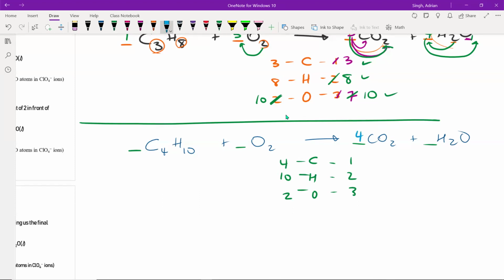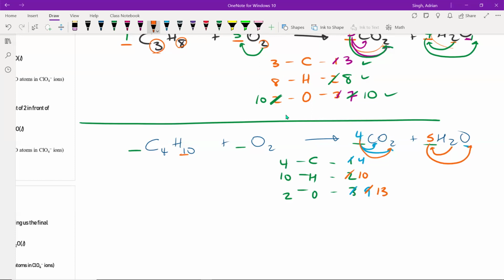I'm going to put a 4 in front of the CO2. 4 times 1 gives me 4. I've changed my oxygens now. 4 times 2 is 8. Plus that one is 9 O's. Balance my H's. I have 10 H's here on the left side. I need to make 10 H's on the right. So 2 times what gives me 10? 2 times 5. 10 H's. I've also now changed my oxygens. So 5 times 1 is 5. Plus that 8 is 13.